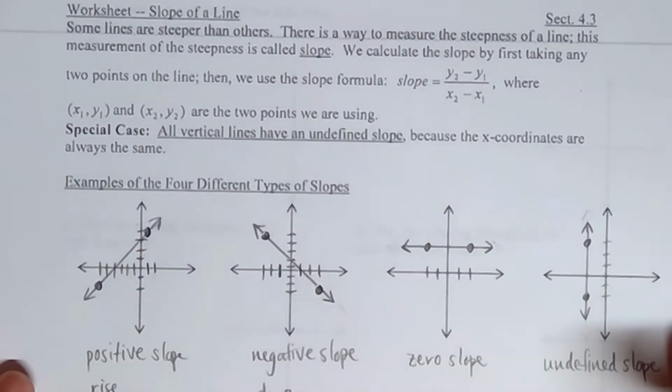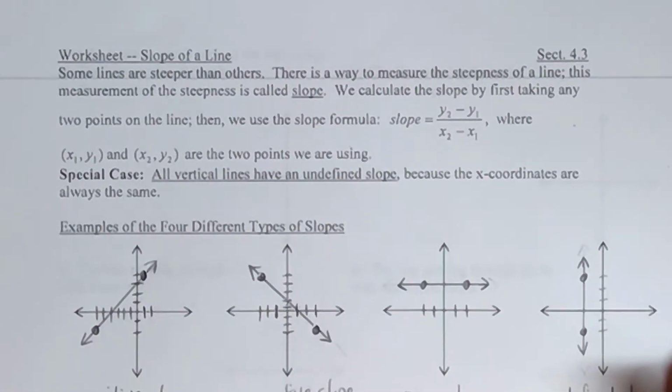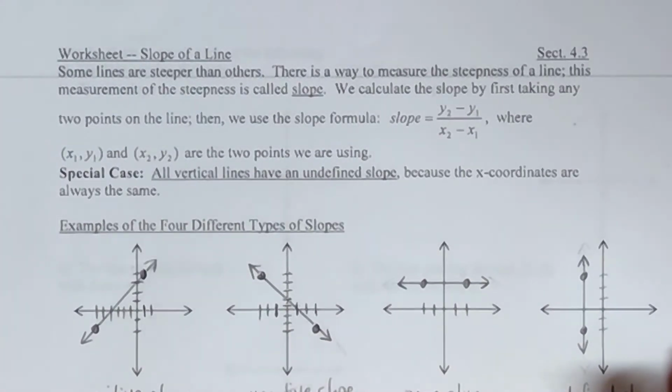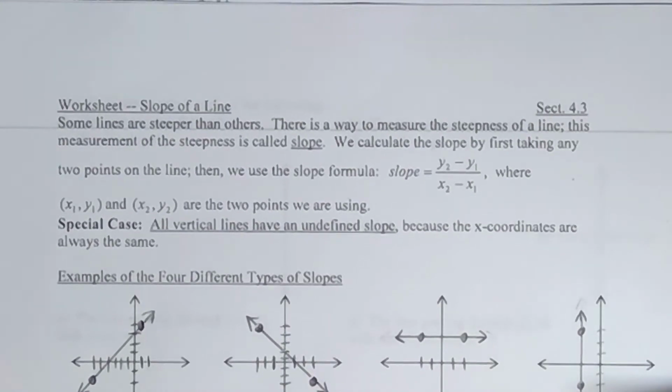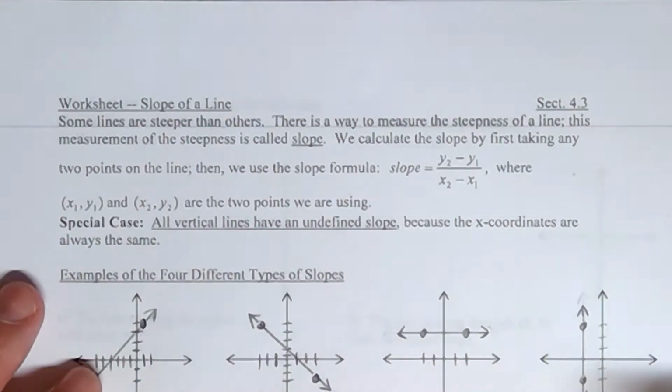Hi, once again, Mr. Wakefield back here. We're moving along with the next section of Chapter 4, Section 4.3. What we're going to be doing in this section is looking at something that allows us to measure how steep a line is.